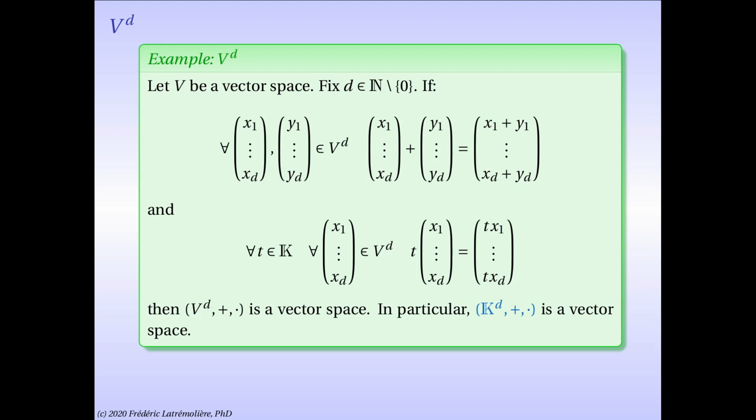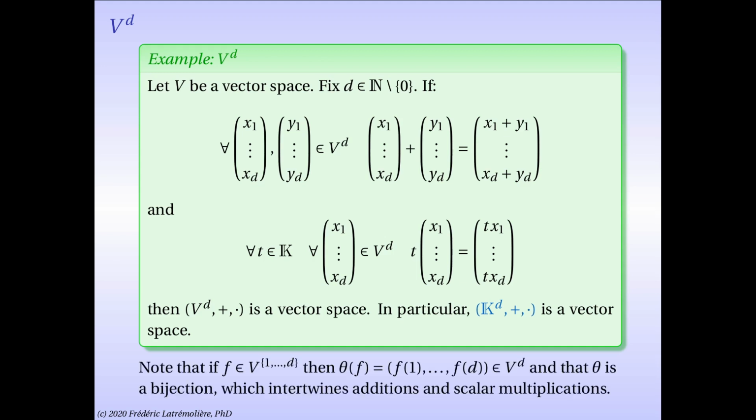So K to the d, with the addition and this scalar multiplication on this slide, is an example of a vector space over K. So in particular, R to the d or C to the d are vector spaces over respectively R and C. There would be another way to see that this structure here is indeed a vector space. It's a little exercise I leave you to think about, to play a bit with all these notations and concepts.